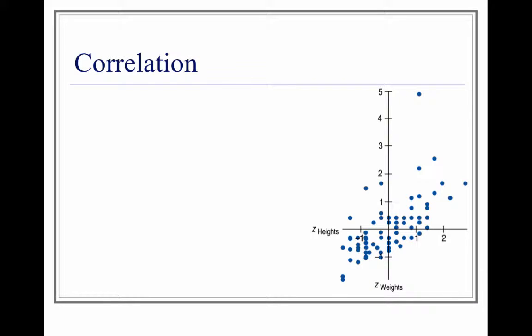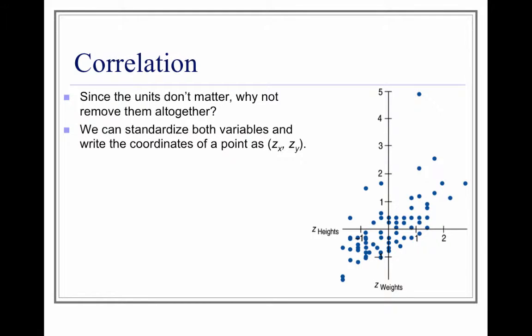We're going to continue to talk about correlation today. So when we were talking about the scatter plots and describing the association yesterday, we discussed the fact that the relationship does not change no matter what units we have. So because the units don't matter, we can remove them altogether. The only way in statistics to get rid of the units is to standardize the data. So that's what we do.